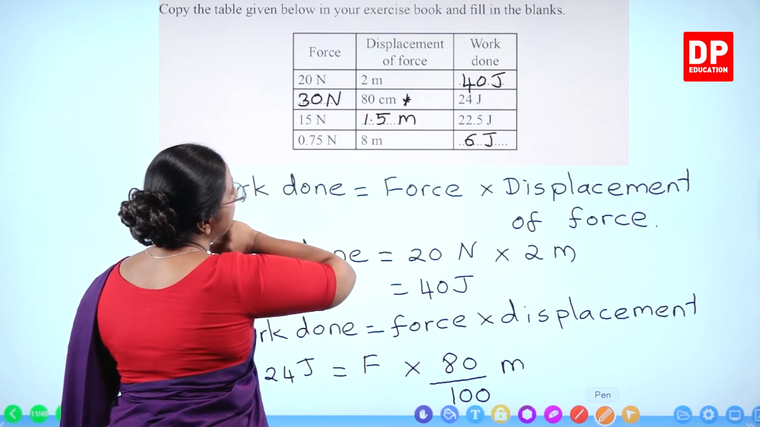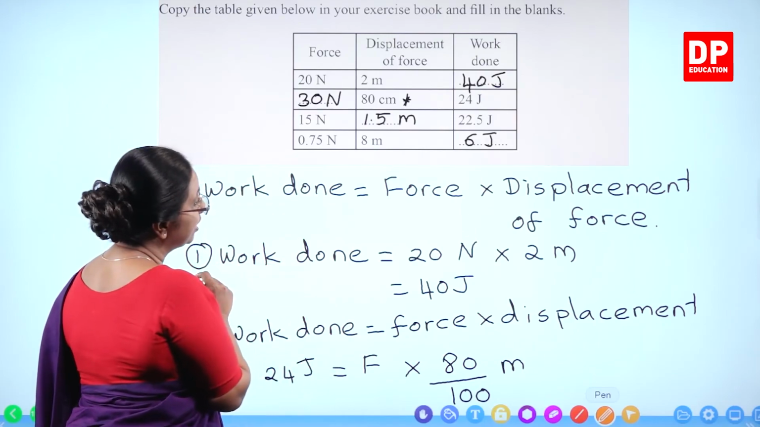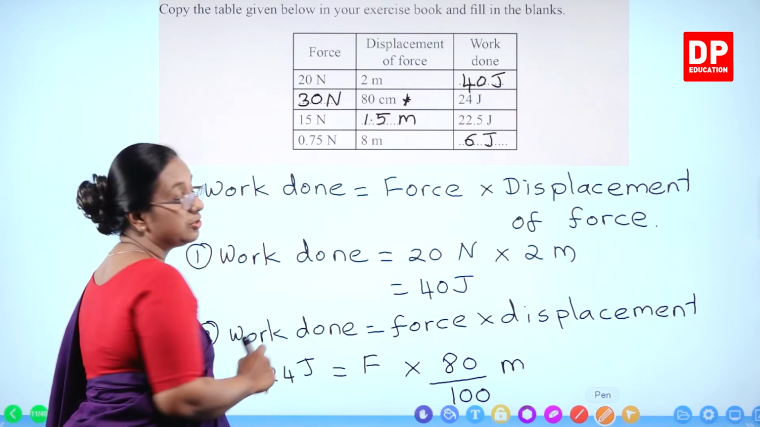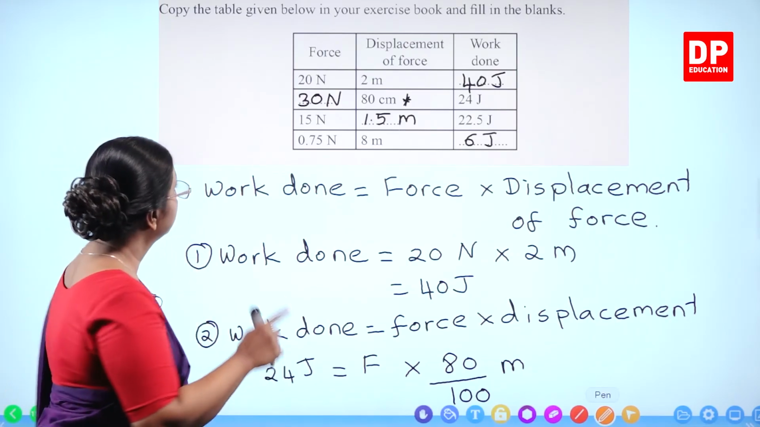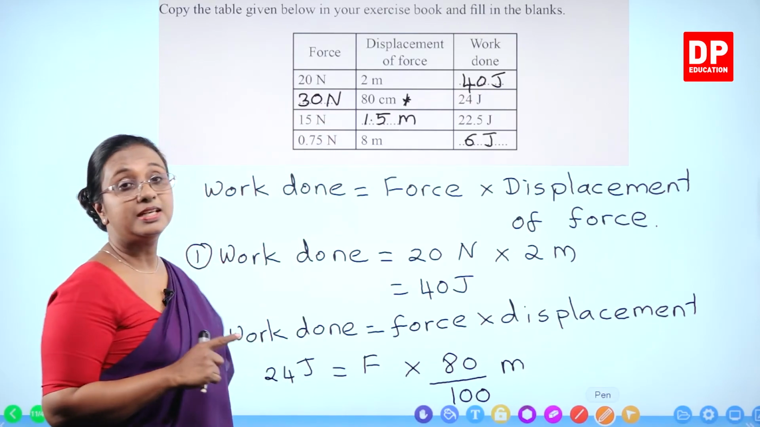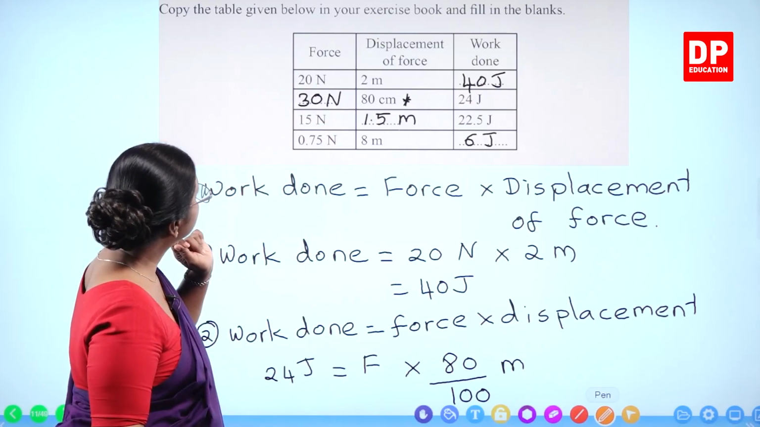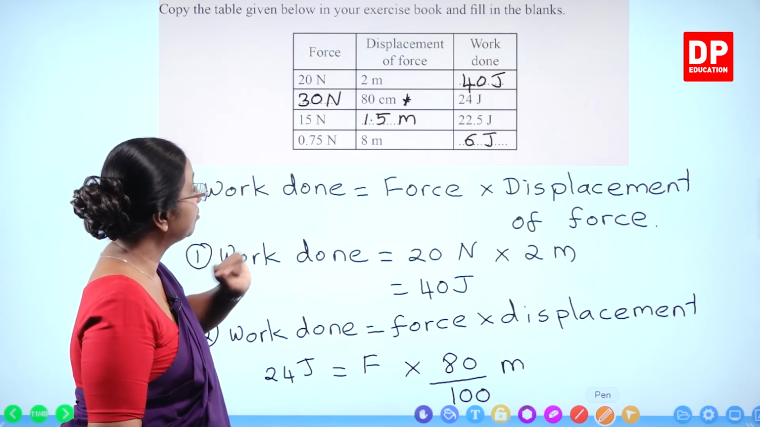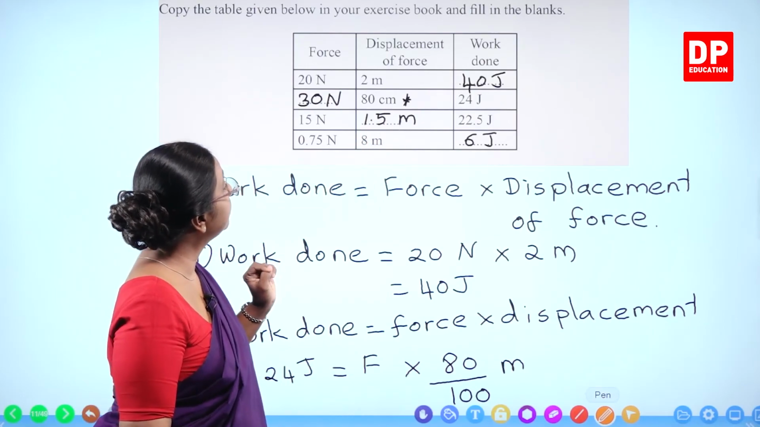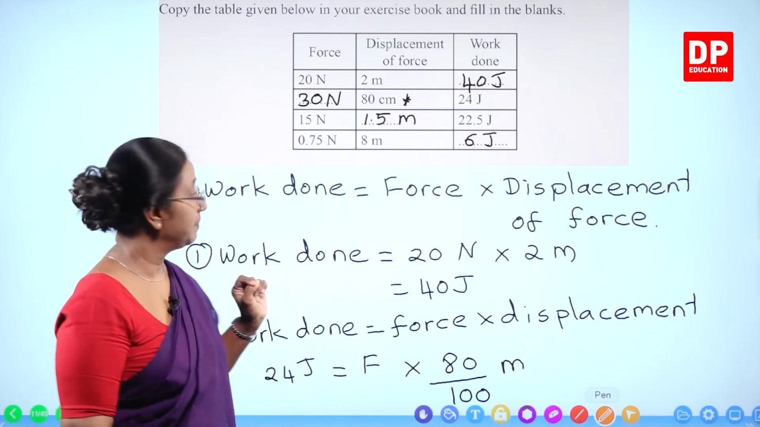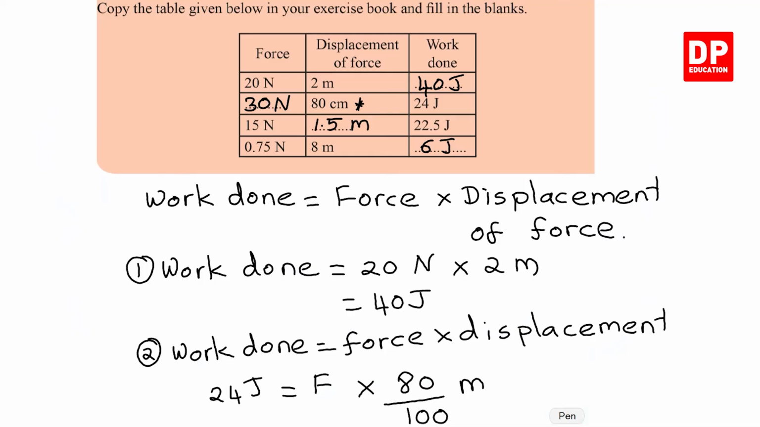When the displacement is 80 centimeters and the work done is 24 joules, you have to remember you need to do a unit conversion. Displacement should be in meters. So then you get the force as 30 Newton. Thereafter the third one, force applied is 15 Newton, work done is 22.5 joules. When you calculate, you will get the displacement as 1.5 meters. Fourth one, force applied is 0.75 Newton, displacement is 8 meters, so the work done will be 6 joules.